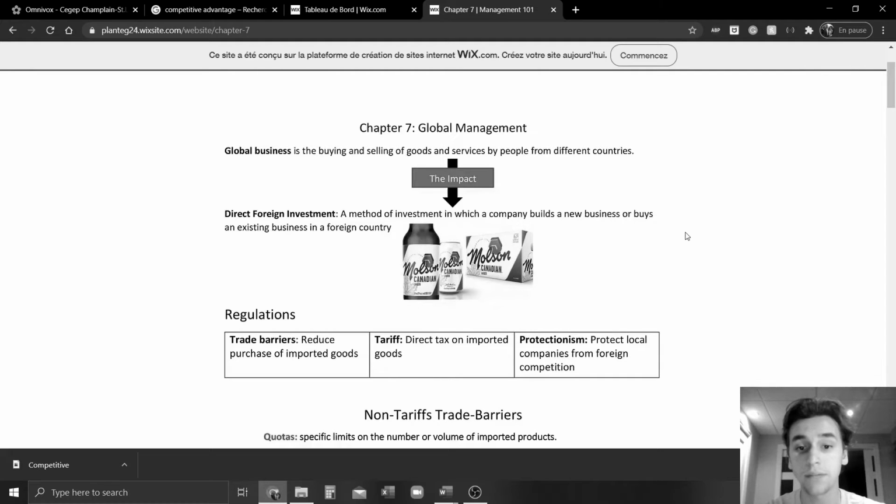It is a method of investment in which a company builds a new business or buys an existing business in a foreign country, such as Molson Canadian, which was a Canadian company that was recently bought by a Brazilian company, a Brazilian brewing company, of course. So now they are Brazilian owned.